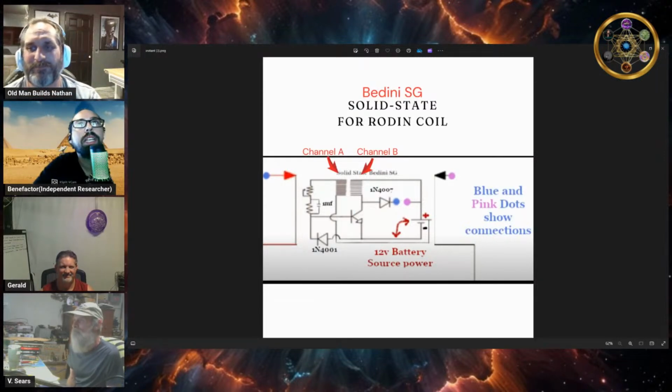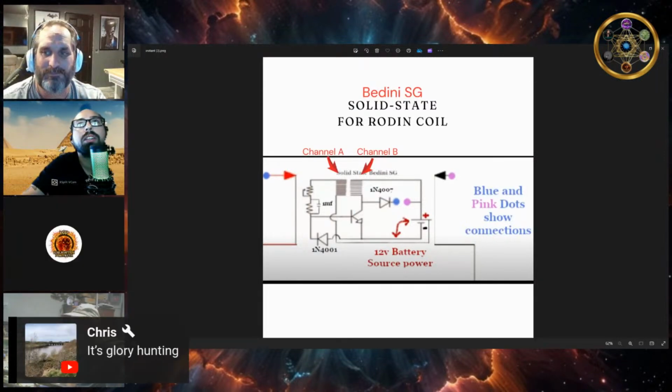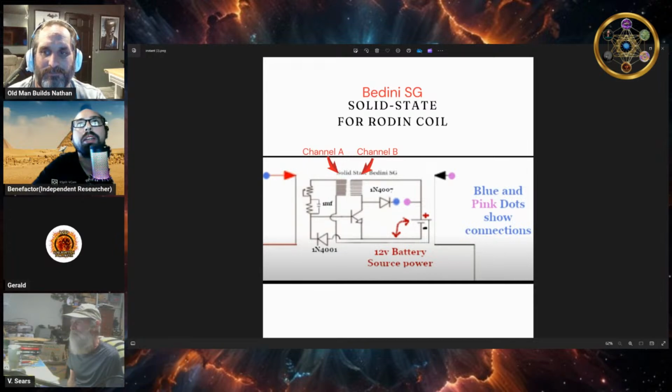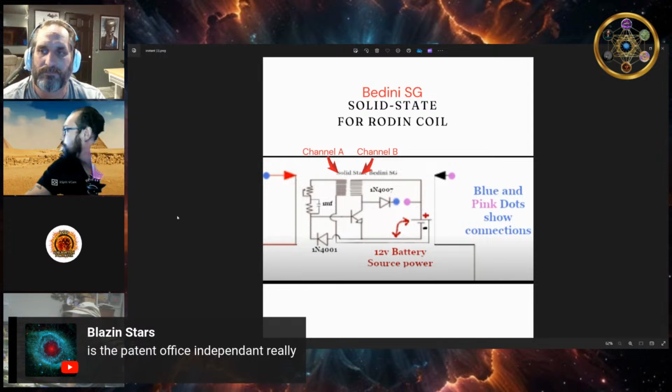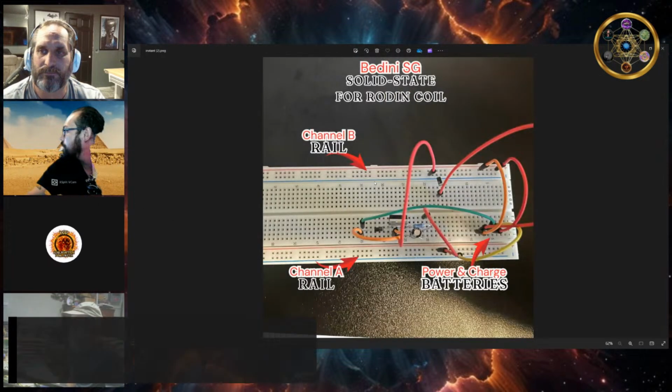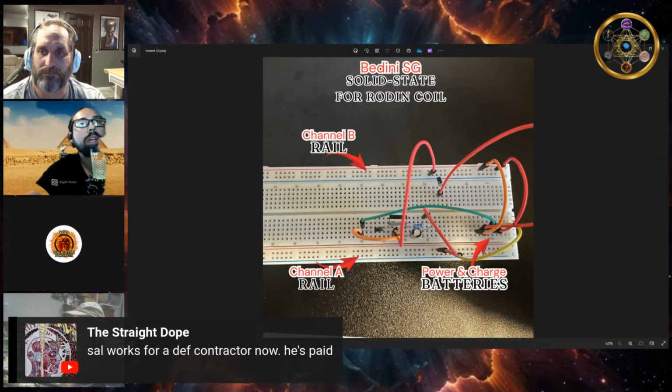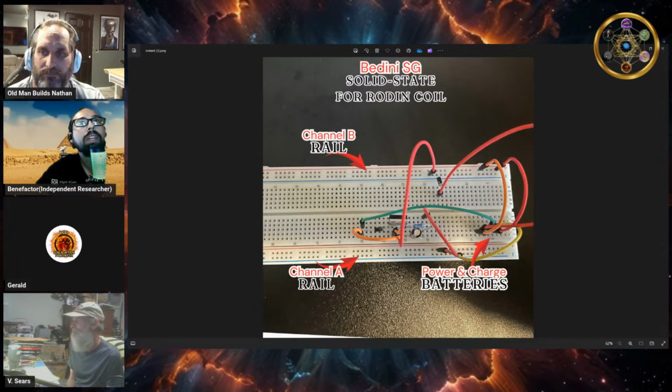So this is the Bedini SG solid state circuit that Mike modified for the rodent coil. And I added the channel A and channel B tags so you can see on the circuit where I'll be connecting channel A, positive and negative, and channel B, positive and negative. So in this next picture, you can see that I made this rail channel A input, and then this rail channel B input. And then these 4 wires in the corner are for your charge and power batteries.